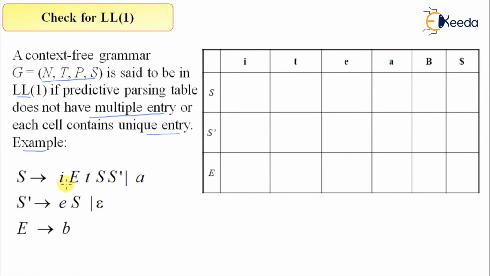Now let's see this grammar: S derives iEtSS', and a; S' derives eS and epsilon; and E derives b. Let's see the grammar and try to construct the non-recursive predictive parsing table.